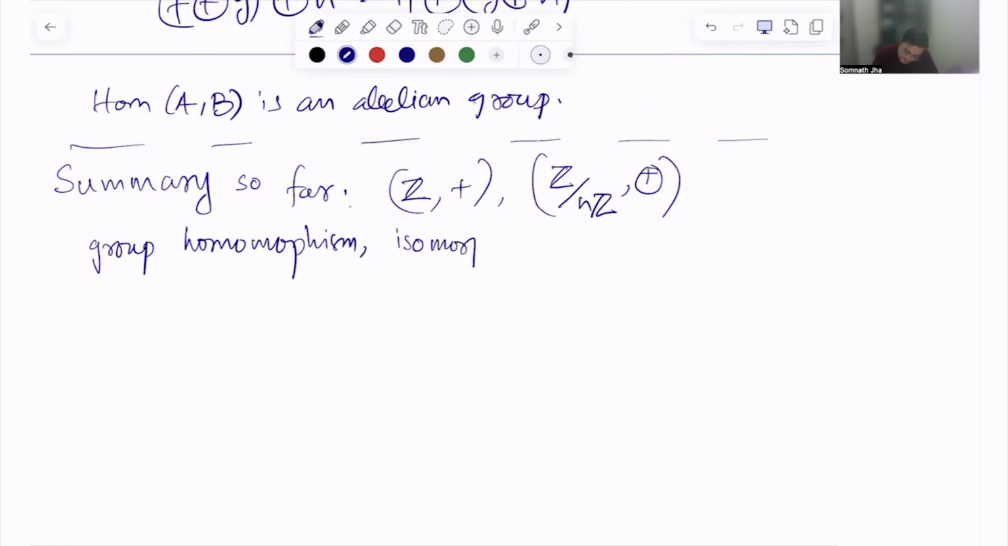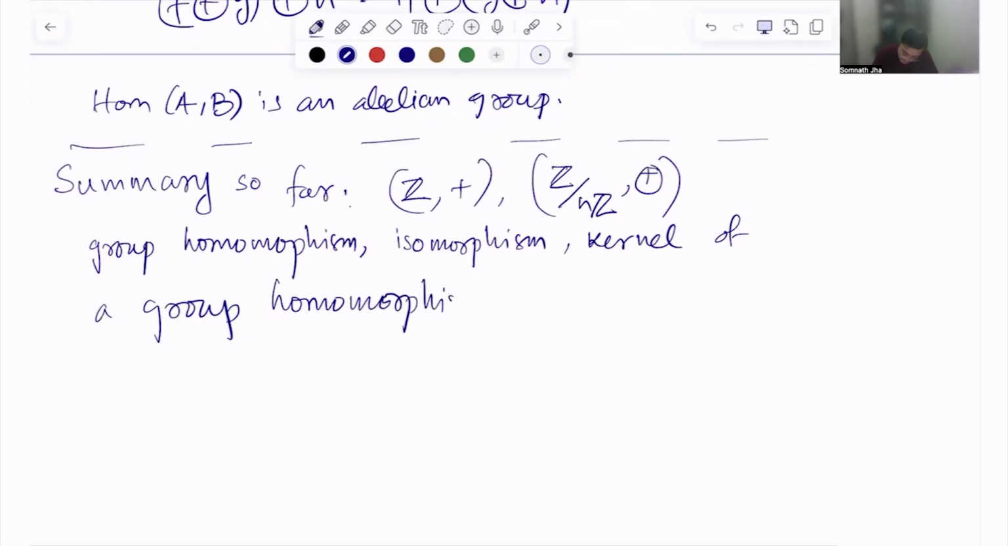Isomorphism, kernel of a group homomorphism. We have also seen the notion of subgroup of a group. And we have seen criteria for how to check when a non-empty subset of a group is a subgroup, when a group homomorphism is an isomorphism, or how the kernel of a group homomorphism being 0 is equivalent to the group homomorphism being injective.